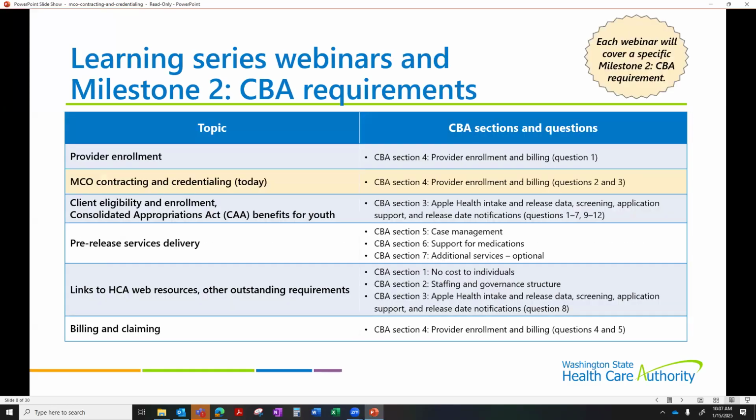All right, great. So where are we today? What are we talking about today? MCO contracting and credentialing. If you refer to your capacity building application, Section 4, the section on provider enrollment and billing, we're specifically talking today about questions 2 and 3, which are about MCO contracting and credentialing.